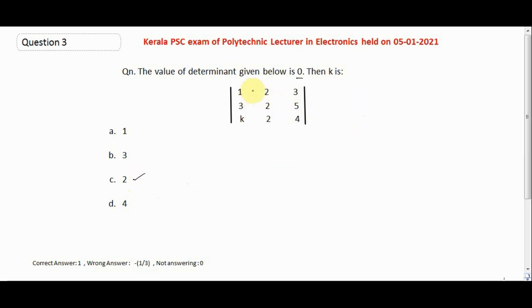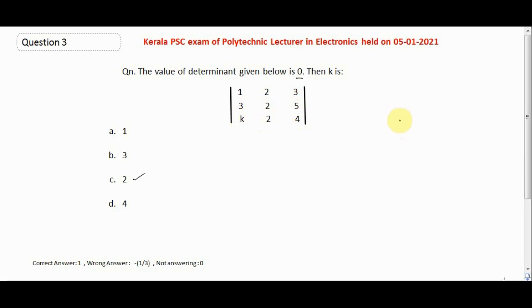Okay, if you closely observe this matrix, you can see that the value of elements in column 3 are equal to the sum of elements in column 1 and column 2. If you take the first element in column 3, you can see that 3 is the sum of 1 and 2. Similarly, the second element in column 3 is 5 and its value is the sum of 3 and 2. Similarly, if K is 2, then we will get 2 plus 2 equal to 4.